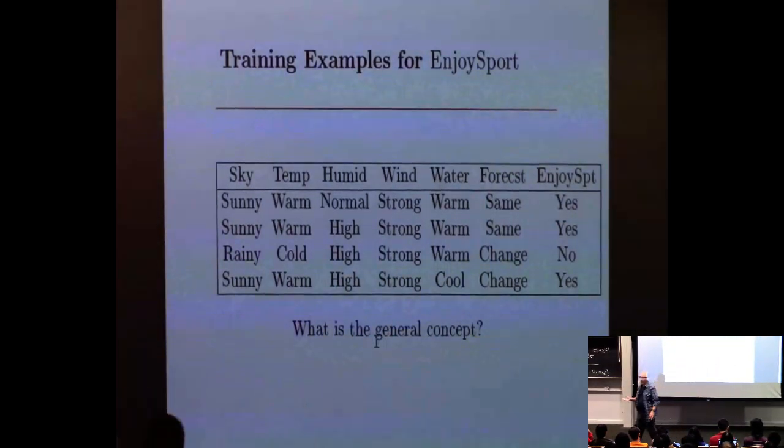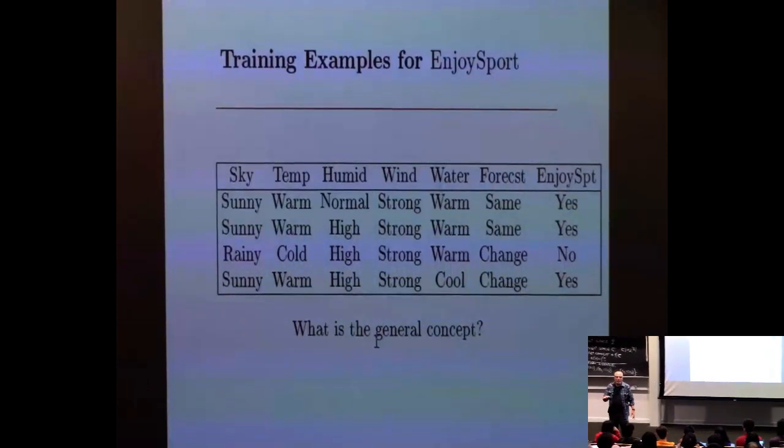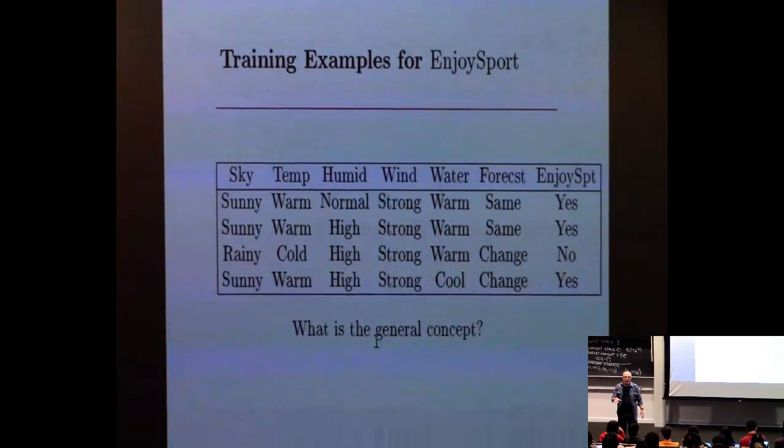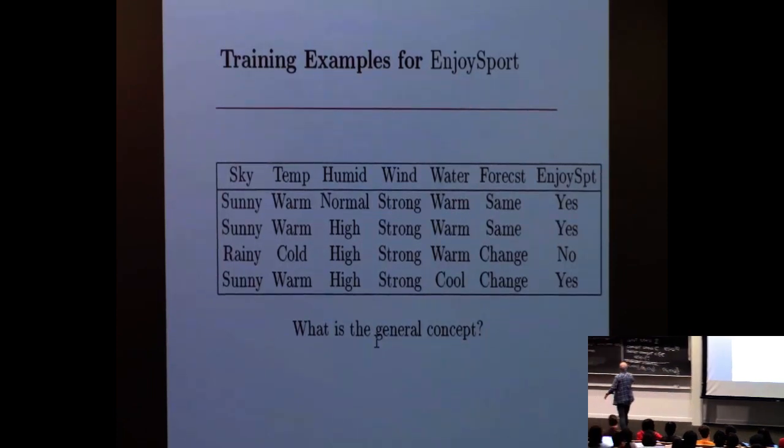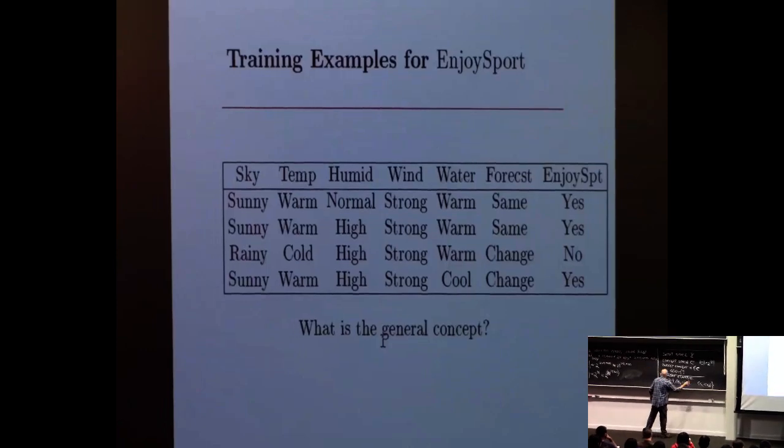So there are 6 attributes on which we have to make our decision, which are the input to our problem. 5 of them are binary. 1 of them has 3 possible values. This is the space in which we're going to learn the function, a binary function, a concept of do I enjoy sport or not. What you're seeing here is just 4 training examples. 1, 2, 3, 4.